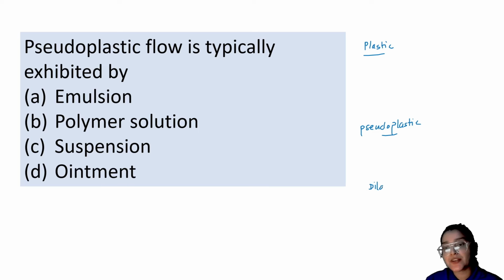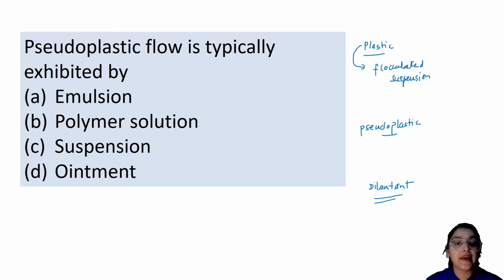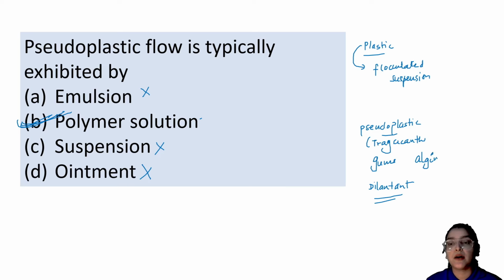I had mentioned that these examples are really important. I had mentioned that in case of plastic systems, the examples were the flocculated suspensions, the emulsions, the ointments or the creams. So yes, this option is wrong. Emulsions get wrong and the ointment gets wrong. The correct answer is the polymeric solution. I have mentioned the polymeric solutions of basically tragacanth can be the one, the gums can be the one, the alginates can be the one, the sodium CMCs can be the one.